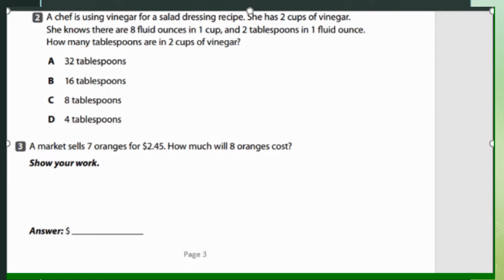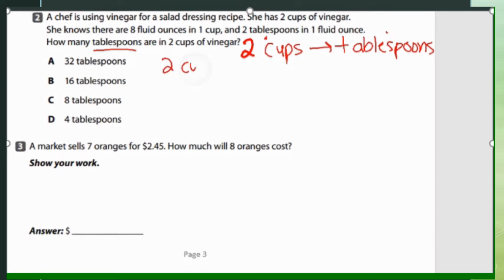So you always want to know what you're starting with and where you're trying to go. So write this down. You're starting with 2 cups of vinegar, and you want to convert that into tablespoons. So you always know what you're starting with and what you're trying to convert to, and you use conversion factors to do that. So you can start with 2 cups over 1. You're not starting with a rate, so don't put that 2 cups over anything.